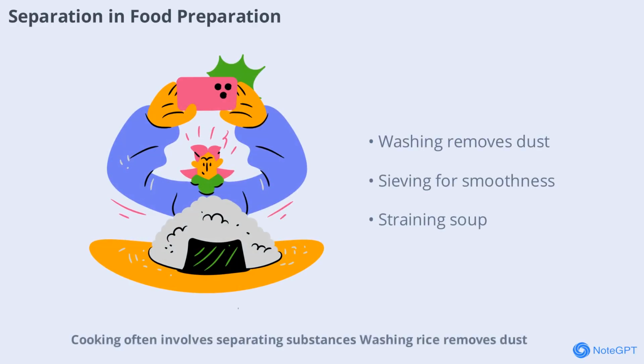Cooking often involves separating substances. Washing rice removes dust, sieving flour ensures smoothness, and straining soup separates solids from liquids. These simple actions make our food tastier and safer. By applying scientific methods in the kitchen, we improve the quality and hygiene of our meals.